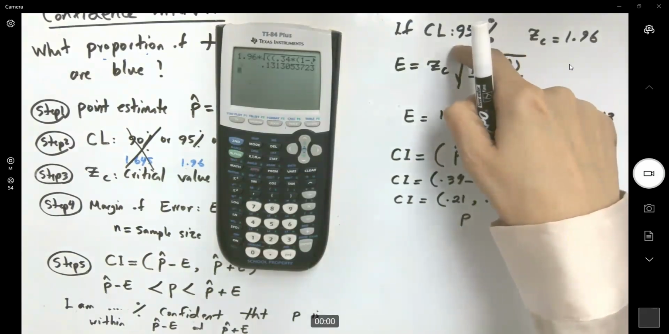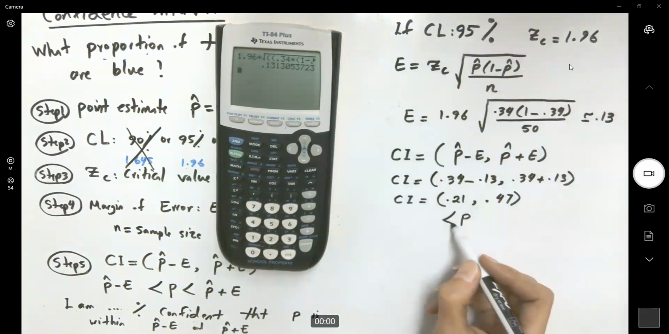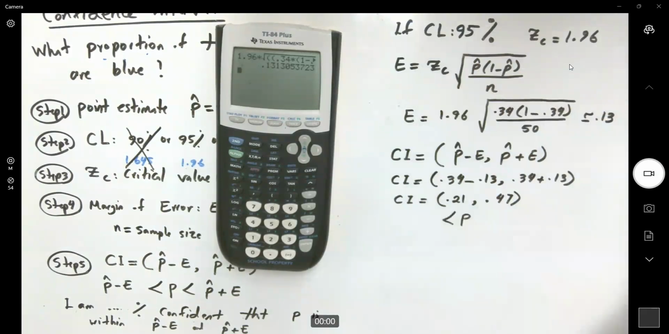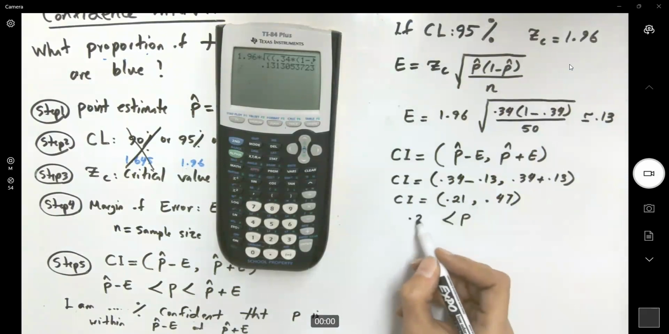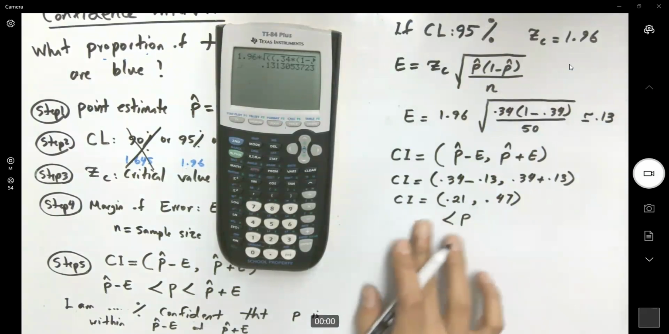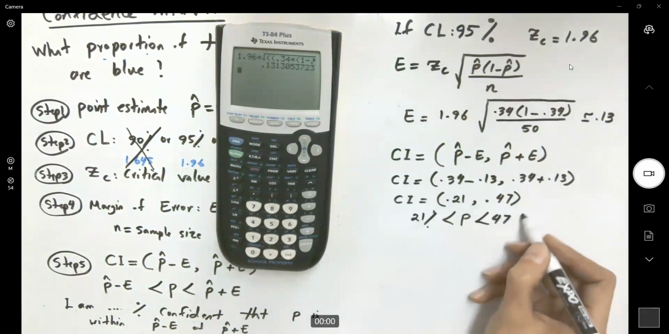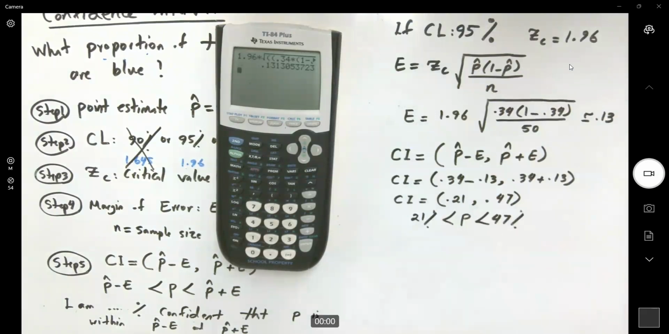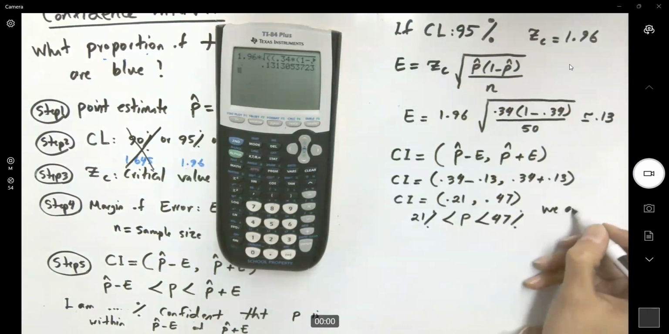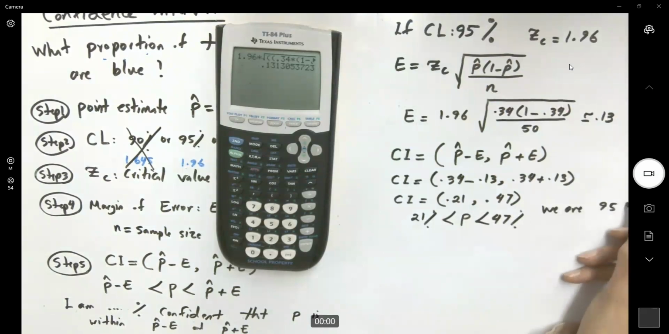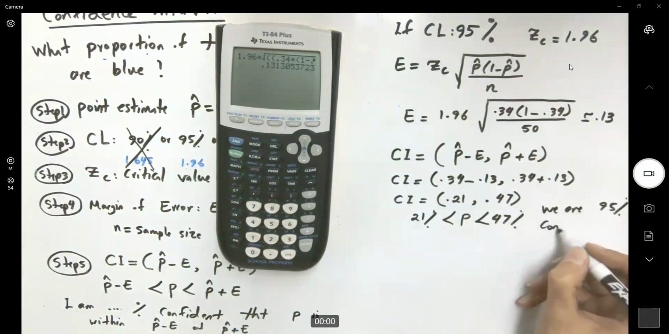We are 95% confident about that. The proportion of blue candies in the jar is in between 21% to 47%. We are 95% confident about that.